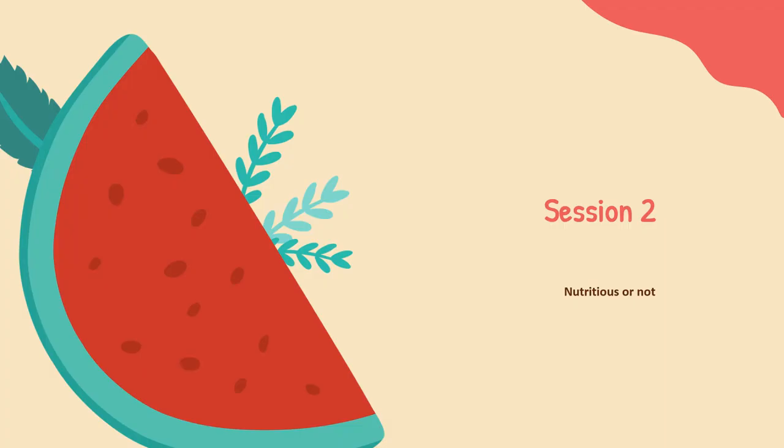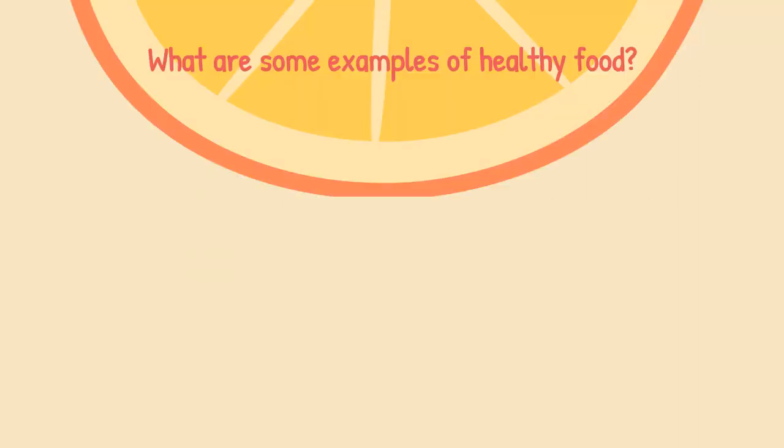Session 2, nutritious or not. So here students are going to read an article on Nutella and talk about different food groups and learn about how to balance different food groups to make a nutritious meal. So we start by having students think about examples of healthy food. They may have some preconceptions that are incorrect, and that's okay.